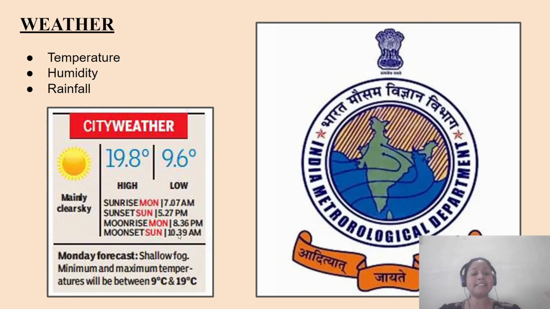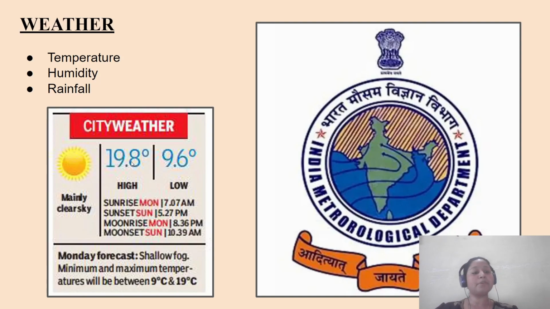This basically gives a clear understanding to different viewers whether the temperature is high or low, whether we are feeling warm or extreme cold in a particular region or country. In case of India, India's meteorological department actively works on weather prediction. Now, this is a sample of the weather report. It shows 19 degrees Celsius high and 9.6 degrees Celsius low.